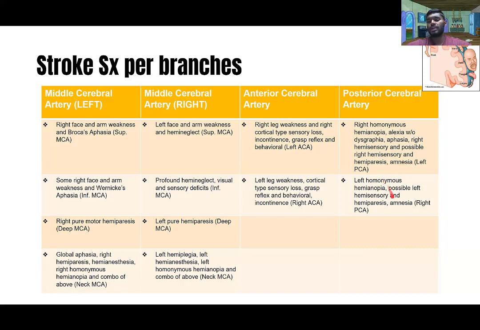Now, moving on, we have the right PCA. So it's going to be a contralateral left homonymous hemianopia, for the reasons explained above, because damage to the occipital lobe means it can't process the visual information coming from the eyeballs. And finally, we're possibly going to have amnesia as well. So again, disregard the middle symptoms. Only remember the first and the last symptoms, all right? So that's about it for this chart.